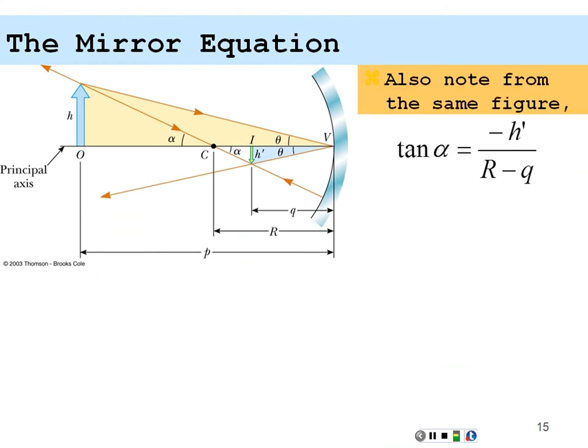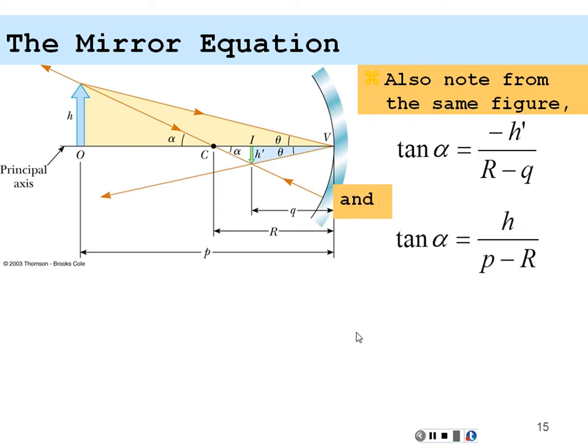Also note, from the same figure, if we look at alpha, let's look at this small triangle alpha right here. The tangent of alpha is going to equal negative h prime over this distance from C to I. And that's going to be equal to the radius of curvature of the whole mirror minus the image distance. And that will be that little distance right there. So that's going to be negative h prime over r minus q.